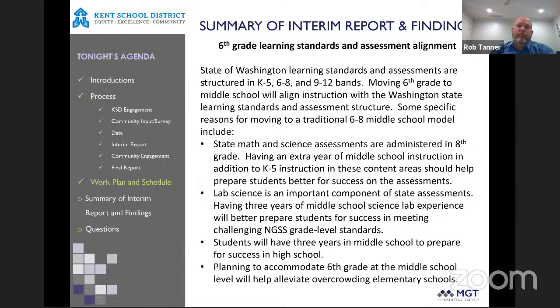And then this ties into moving the 6th grade to middle school. As you're all well aware, the state of Washington learning standards and assessments are structured in K-5, 6-8, and 9-12 bands. There were multiple administrators, especially middle school principals, that brought up specifically the state math and science assessments that are administered in the 8th grade, but also having those students for 3 years to better prepare them for high school was something that concerned them, because they felt like the first few months of middle school was getting them adjusted to that transition, and then the last few months of middle school is preparing for that adjustment to high school. And they would really like to see that extra year to help prepare those students.